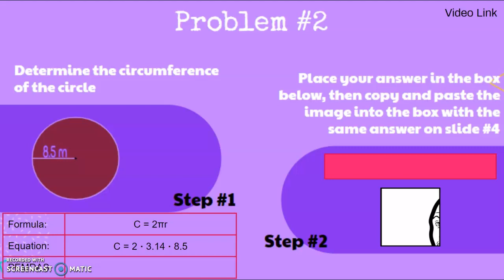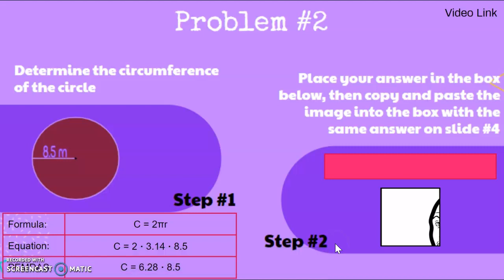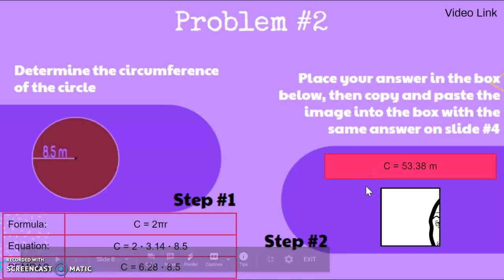So C equals 2 times 3.14. Sorry about that, it keeps flipping up like that. So 2 times 3.14 equals 6.28. I bring down my 8.5 since I didn't do anything with it yet. And that's the last thing I need to do, multiply 6.28 times 8.5. And I'm going to write that answer up here. That means C equals 53.38 meters. I'm going to put that M there because the M is here and that's the label I have.